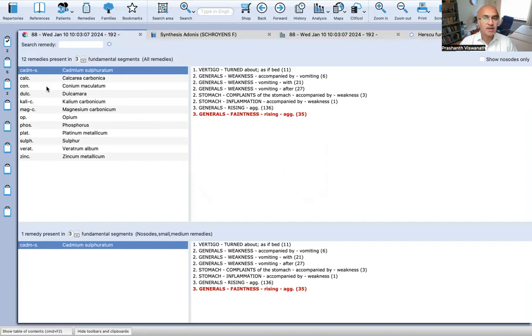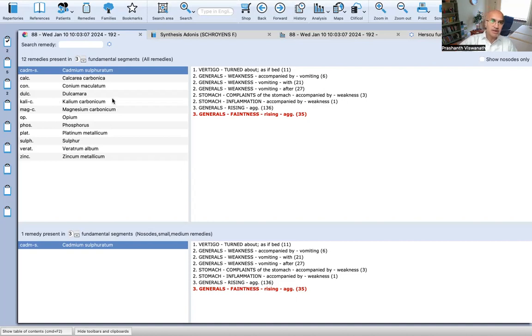Now, if you look at it, there are a lot of remedies. Most of them are polychrests. And there are a few which are not polychrests, which are rare remedies, small remedies, medium remedies. You have, for example, Dulcamara and Zincum to some extent, and Cadmium sulph as small remedies. Okay. The rest of them are polychrests. Okay. Now, what do we choose? How do we choose if we want to be certain that we get to the right remedy?